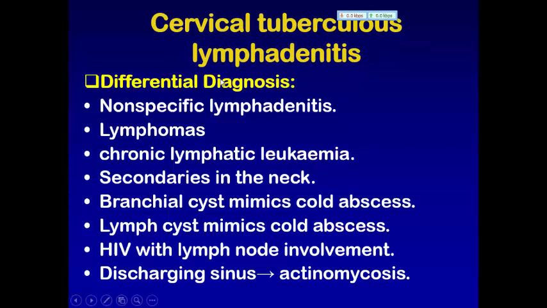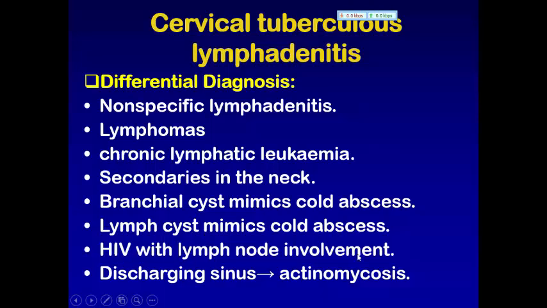The differential diagnosis of cervical lymphadenitis. First, non-specific lymphadenitis, lymphadenitis due to any other cause, not TB. Lymphomas, chronic lymphatic leukemia, secondaries in the neck. Branchial cyst may mimic cold abscess. Lymphatic cyst also mimics cold abscess.